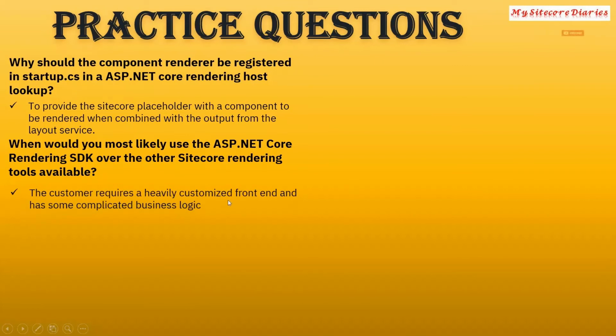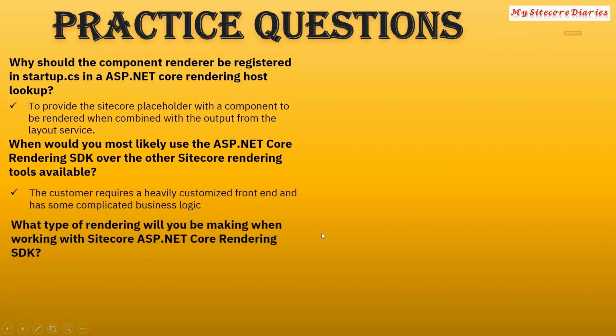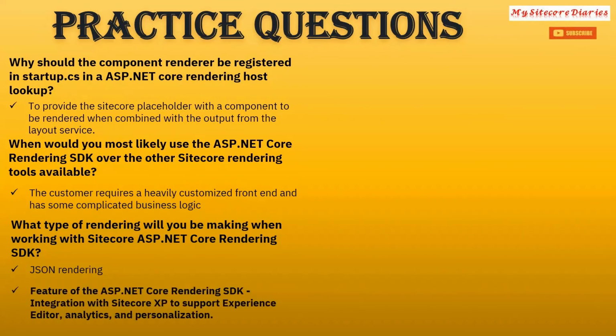If the customer requires a heavily customized front end and some complicated business logic, then we will go for the ASP.NET Core Rendering SDK. What type of rendering will you be making when working with the Sitecore ASP.NET Core Rendering SDK? You will be using JSON rendering. Features of the ASP.NET Core Rendering SDK: integration with Sitecore XP to support the Experience Editor. So it supports the Experience Editor and it is integrated with Sitecore XP. It supports analytics and personalization also.